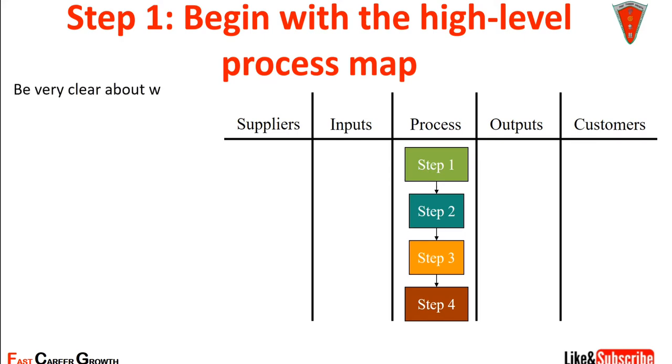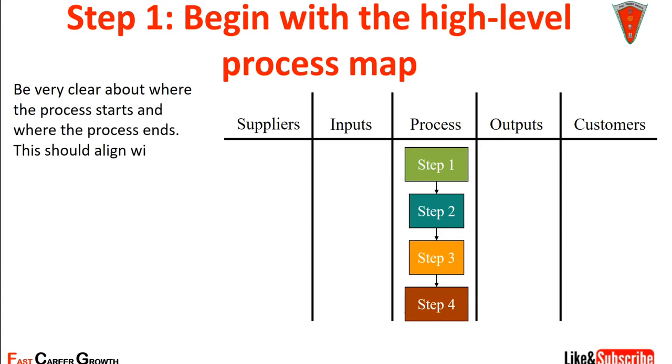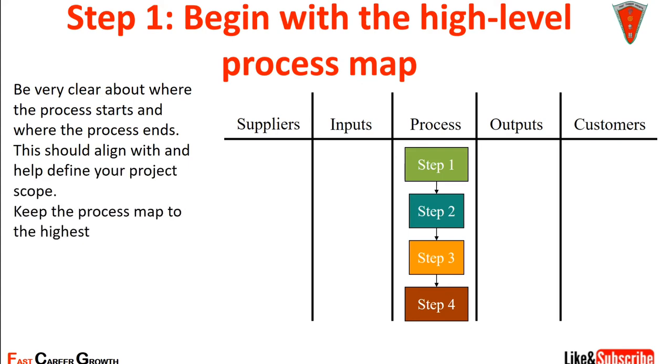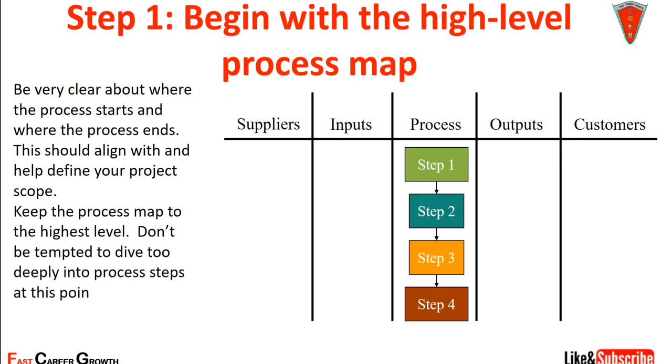Be very clear about where the process starts and where the process ends. This should be aligned with and help define your project scope. Keep the process map to the highest level. Don't be tempted to dive too deeply into the process steps at this point. Keep it 4 to 5 steps only. So this is step 1.